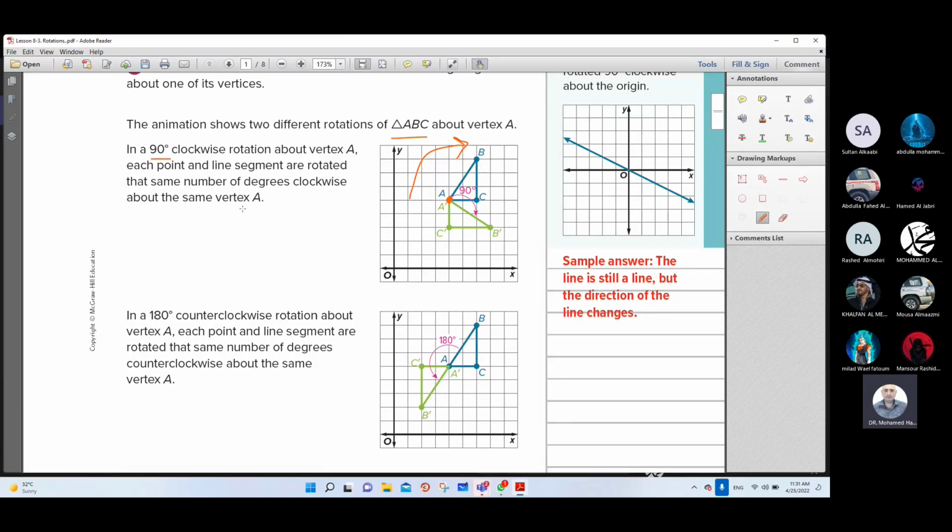clockwise about the same vertex A. Okay. So as you see here, ABC, this is the pre-image. This is the pre-image. This is the center. Clockwise means from left to the right. So this side AB, use the protractor, angle 90 degrees. You will get this is the angle 90 degrees, you will get the line A prime, B prime.